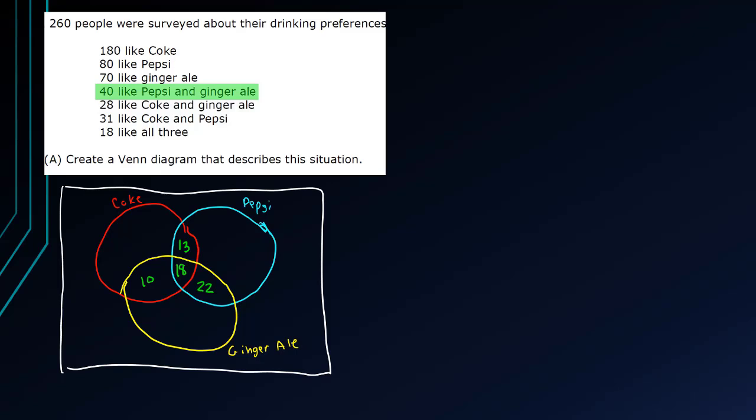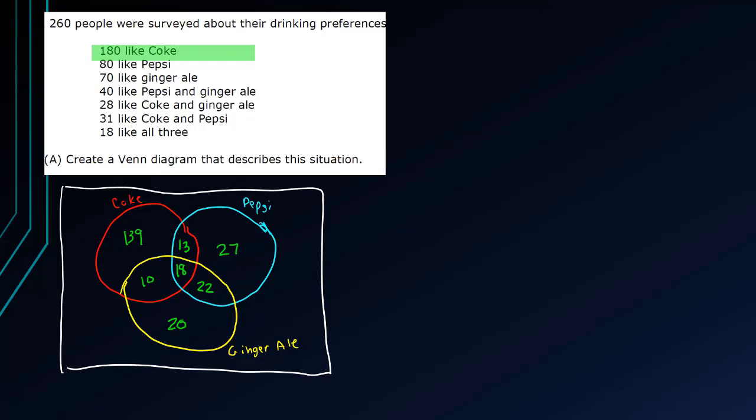And when I start working my way up again, how many people like ginger ale? Well, 70 like ginger ale. Those 70 include those that have already been used up in these regions. So I have to subtract the sum of these numbers from 70, and that would give me 20 out here. And the same thing as I work my way up. For Pepsi, there's 27. Now this entire circle should total 80, and when I get to Coke, this entire circle should total 180, and so that would be this here.